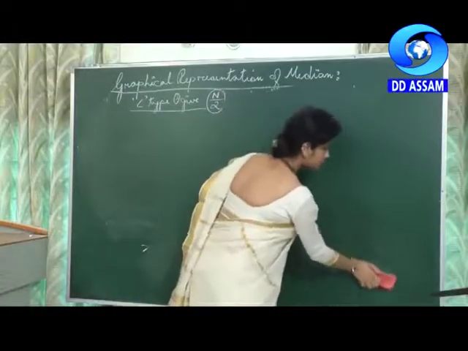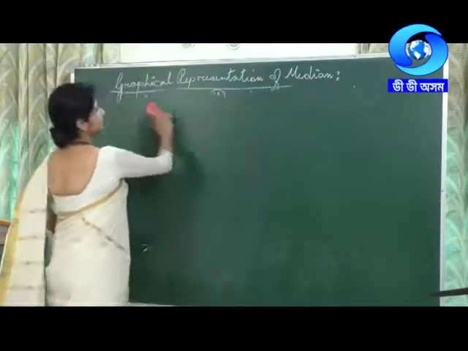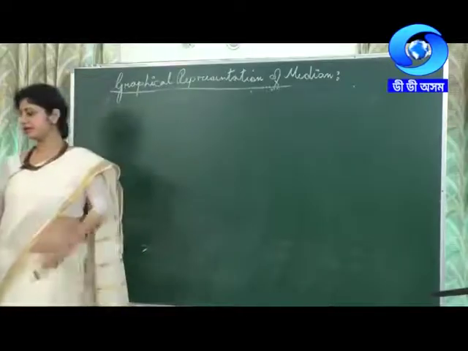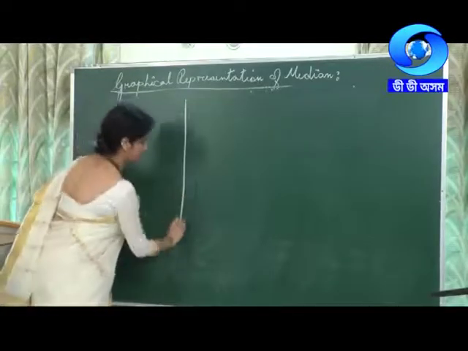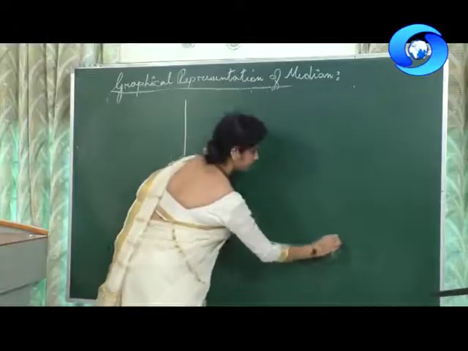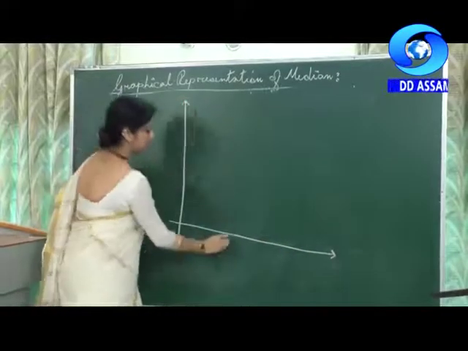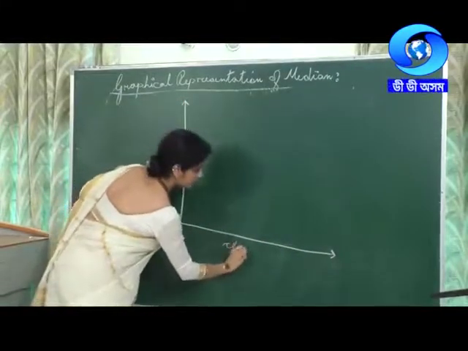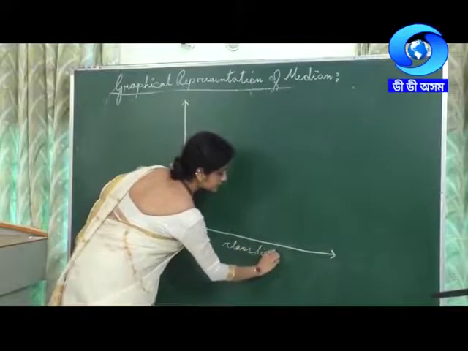If we draw both the ogives together on the same xy plane, you have the upper class as well as the lower class limits.